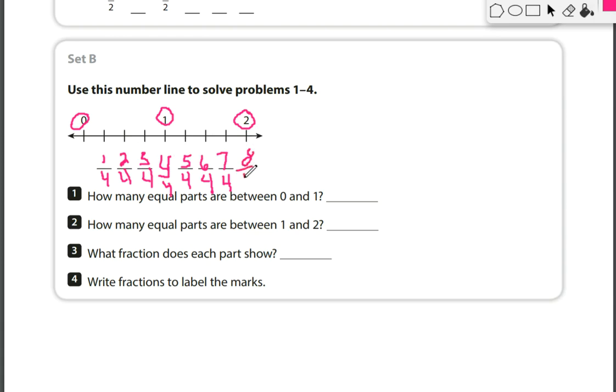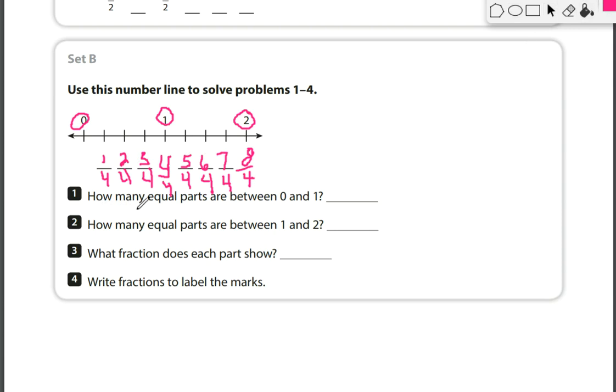I'm just going to go ahead and label it. I don't know if the question is going to ask me that, but in class we always label all the way down. It's okay to skip 0 because we know that's 0/4. When you have 0, you have nothing. But I do like to make sure that all the numbers are fully labeled.